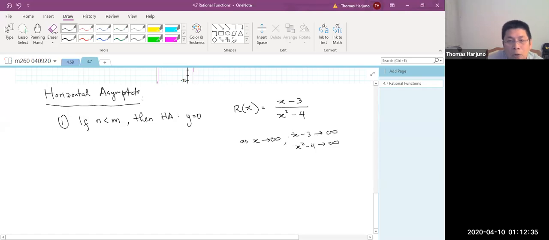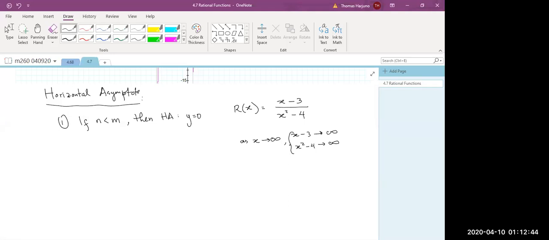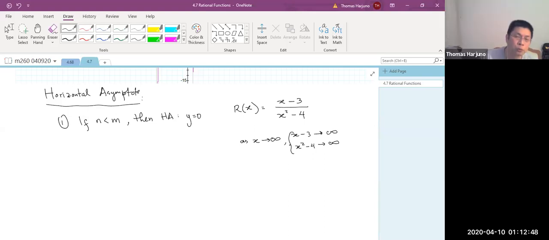Now, even though the numerator and denominator both go to infinity, which goes to infinity faster? The denominator. Why? There's a degree of 2. Yeah, degree of 2. Okay.